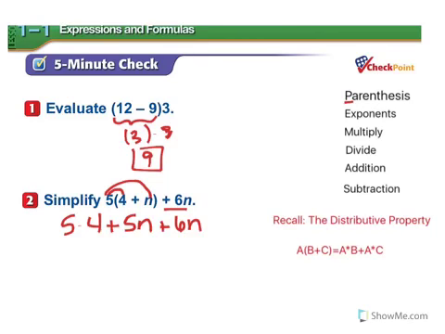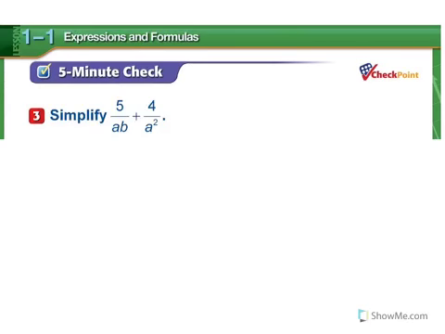Now it becomes combining like terms. 5 times 4 is 20, and then 5n plus 6n is 11n. So our answer is 20 plus 11n. Our next problem is a teeny bit harder.